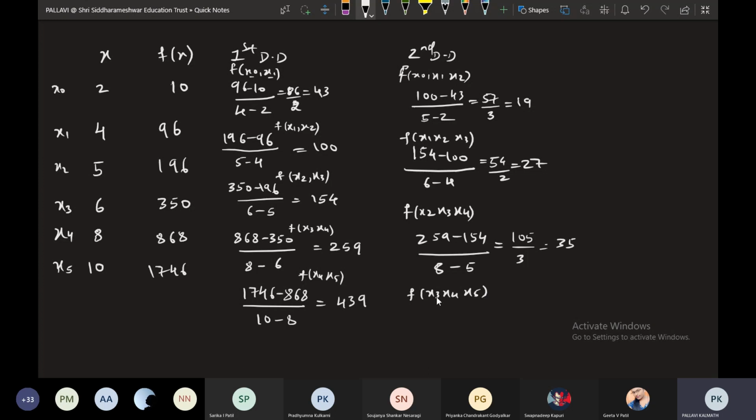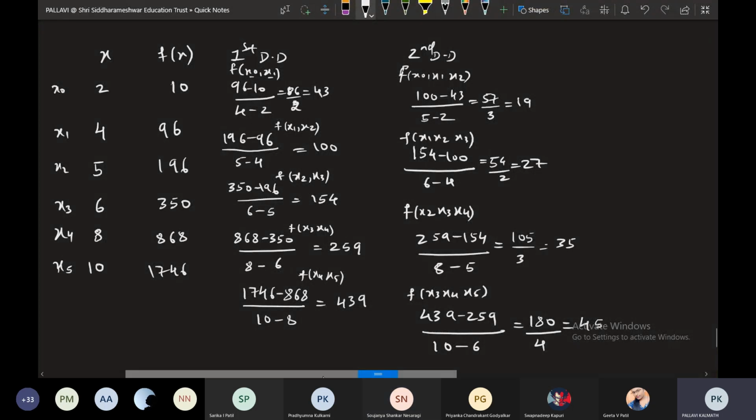Next term is denoted as x3, x4, x5, and it is 439 minus 259 divided by x5 minus x3. What is x5? 10. x3 is 6. 439 minus 259 equals 280, divided by 10 minus 6, which is 4. How much is this? 4 4s are 16 and 20. Okay, so 45. Go for the next difference.